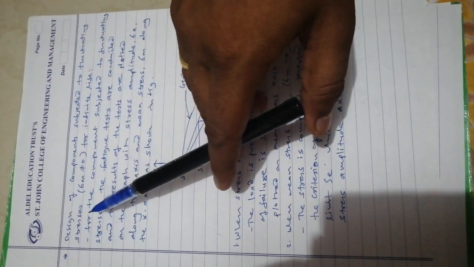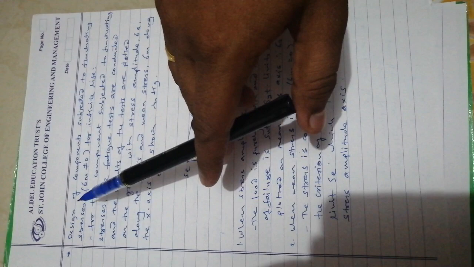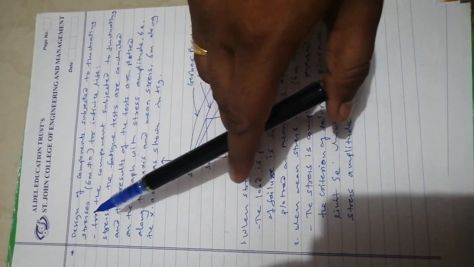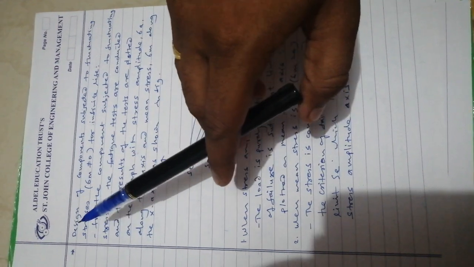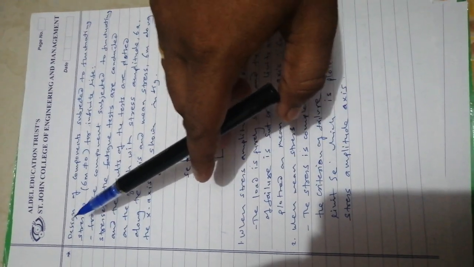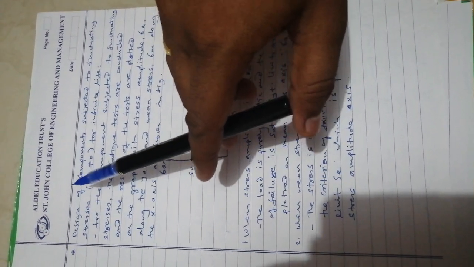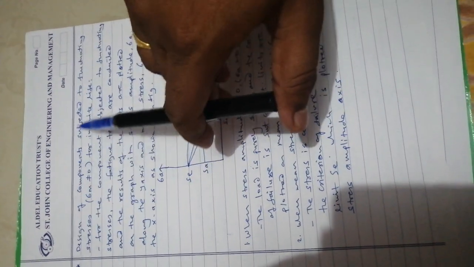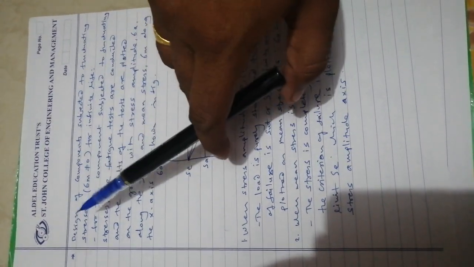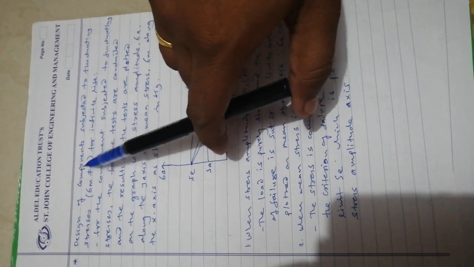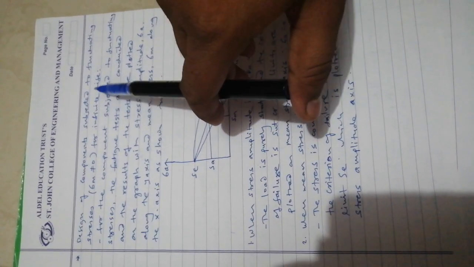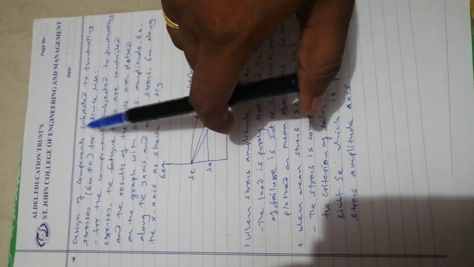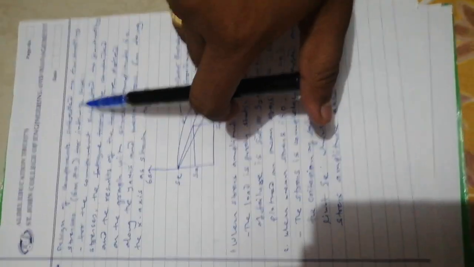Obviously it is fluctuating, meaning the load is not constant. If the load is not constant, obviously the stress is not constant, since stress is nothing but load upon area. Now here we will see some theory. Design of components subjected to fluctuating stresses where mean stress is not equal to 0, for infinite life. It is very important. Infinite life is very important.